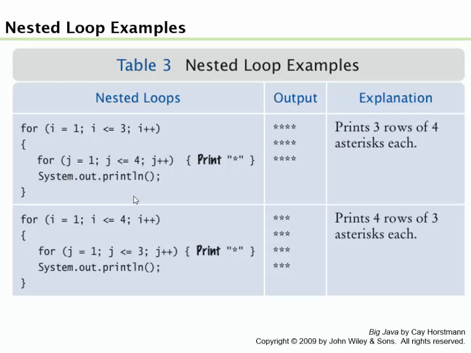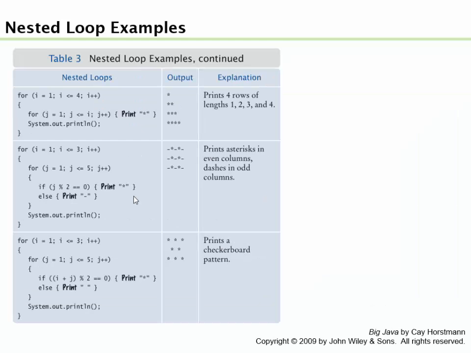Here's the difference. You have 4 rows of 3, but each one has 12 stars in it when it prints out. So typically the outside is considered the row counter, and the inside is considered the column counter. Here's some more examples. This is the one we just did, right? This one. Here's another one.